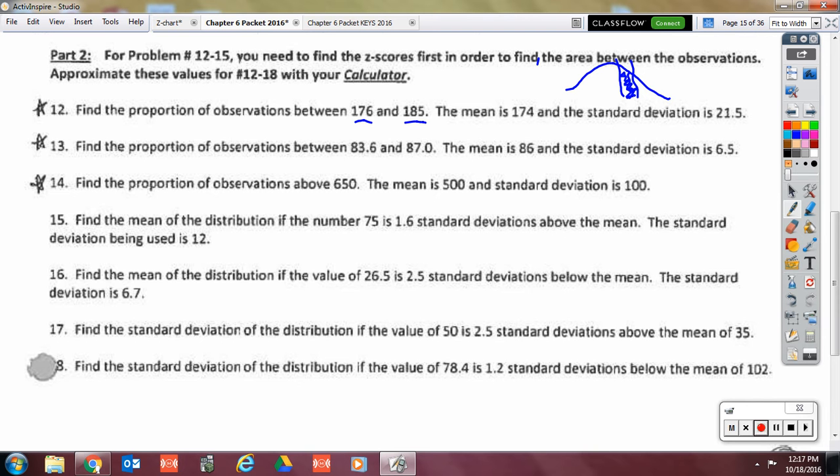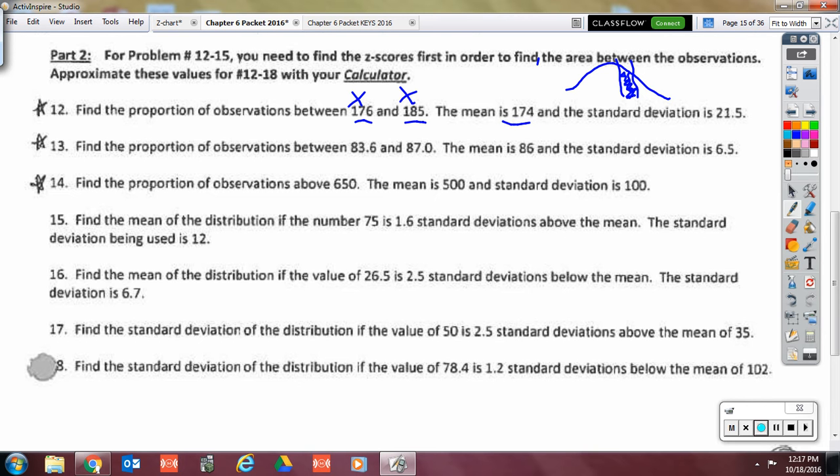Can you go search for those on your Z chart? Okay, why? Those are just X values. Those are just the data values. Those aren't Z values. Those aren't Z scores. Ta-da, that is the big deal. These are X scores, not Z scores. So, what should we do?